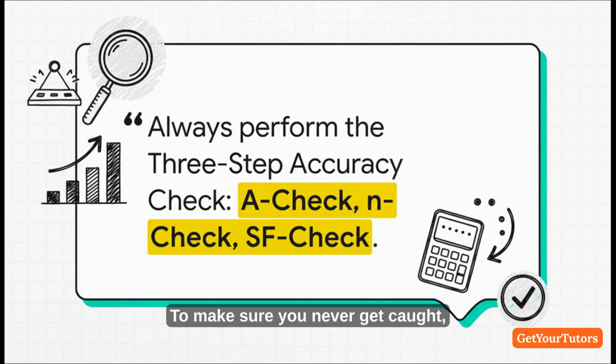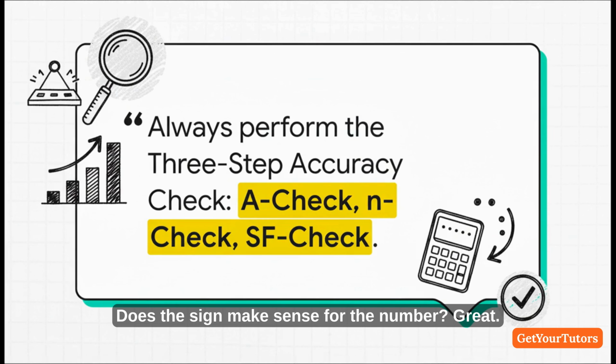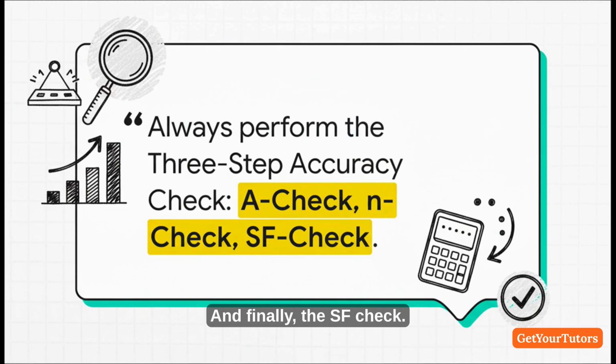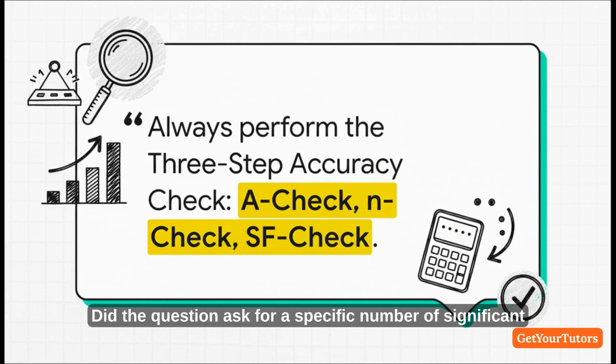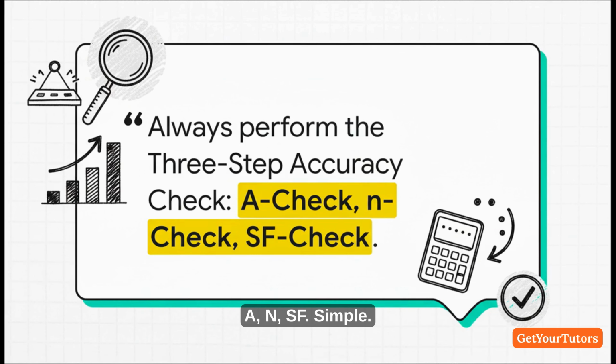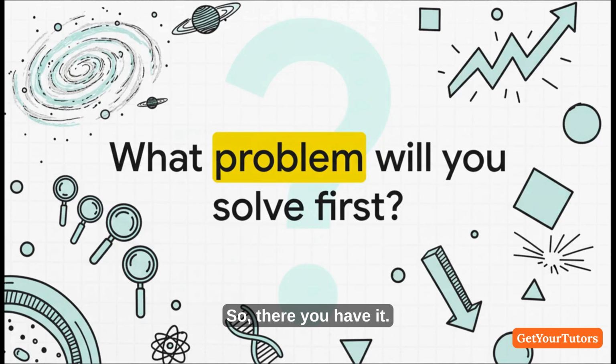To make sure you never get caught, I want you to use this little 3-step check every single time. First, the A check. Is A in the zone between 1 and 10? Good. Next, the N check. Is your power N an integer? Does the sign make sense for the number? Great. And finally, the SF check. Did the question ask for a specific number of significant figures? Double check you've rounded correctly. A, N, SF. Simple.